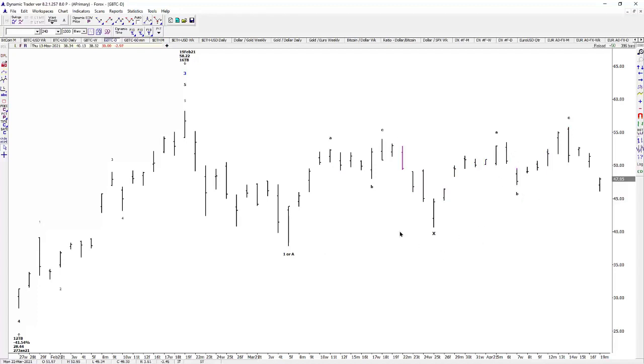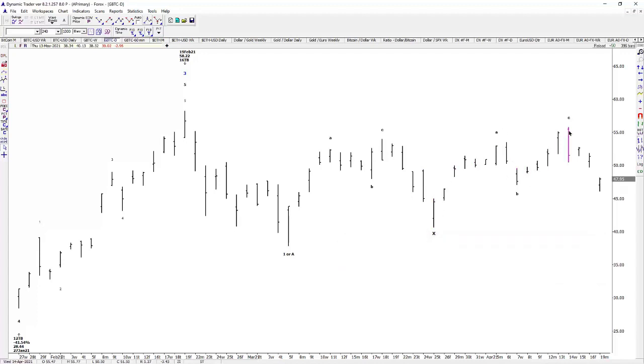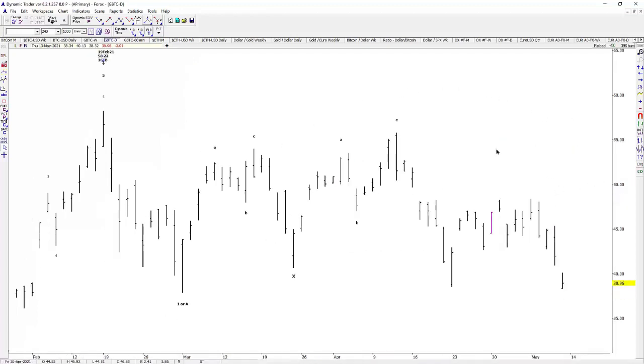So the key here to keep in mind is that complex corrections are usually series of ABCs. So if we get an ABC, and then we get a decline, and then we continue up, more than likely we're going to have another ABC. So we always want to be aware of when a market's in a position to complete one of these ABCs, it's in a position to complete the higher time frame. Again, new lows. So ABCX, ABC, 5-wave decline, impulsive decline.